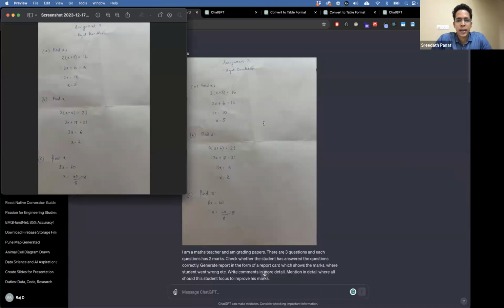I hope everyone can see this particular problem. There are actually three problems here. It's an assignment: a linear equation of one variable, and find x. Here it is 2 multiplied by x plus 3 is 16. We know how to expand this, right? So 2x plus 6 equals 16. So 2x should be 10, x is 5. So we can see that the student has done this correctly.